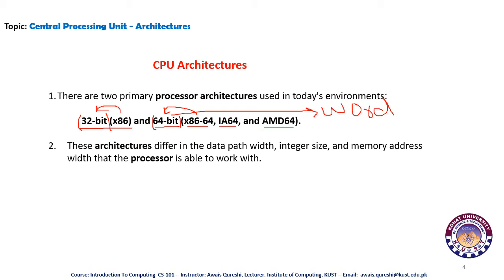These architectures are different in the data path width. When we are purchasing a 32-bit architecture or a 64-bit architecture, this means that the data path differs also in width, integer size, and memory address locations, etc., that the processor is able to work with. So 32-bit architecture always has a different data path width, integer size, and memory address width as compared to 64-bit architecture. 64-bit architecture is recommended for most applications nowadays.